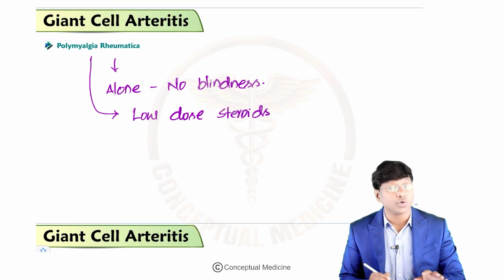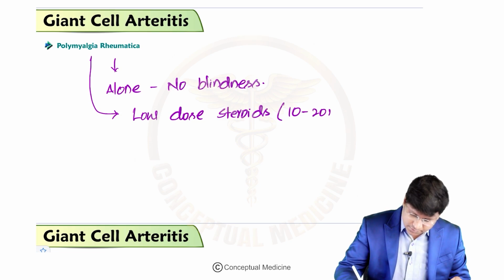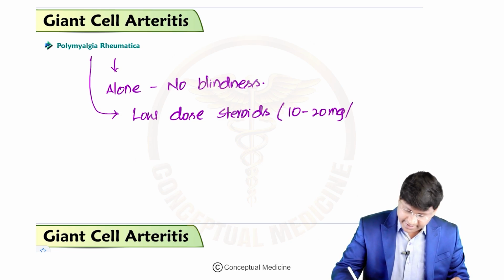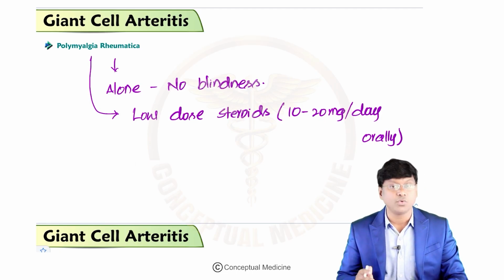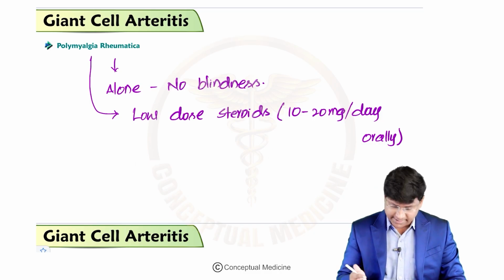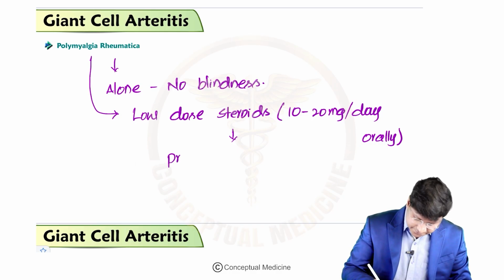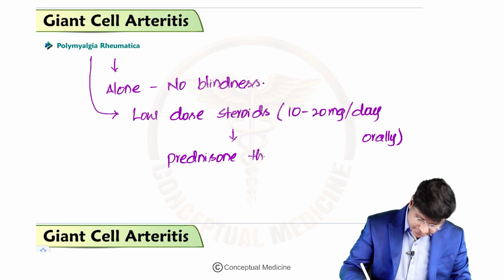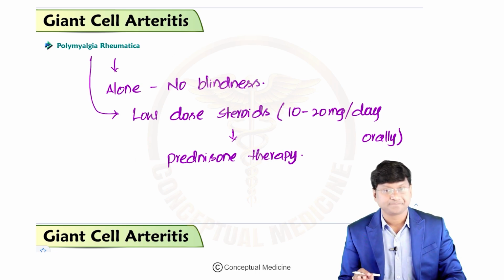Right, they respond to low dose steroids. Okay, and the dosage is around 10 to 20 milligrams per day orally. That is the treatment for polymyalgia rheumatica. And that particular steroid includes the prednisolone therapy.